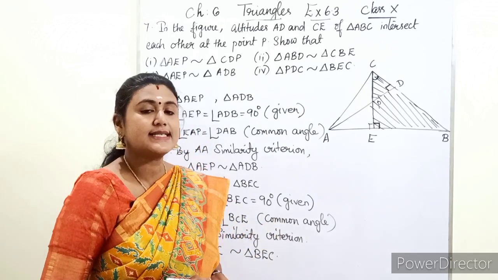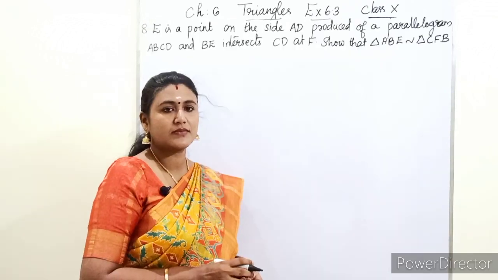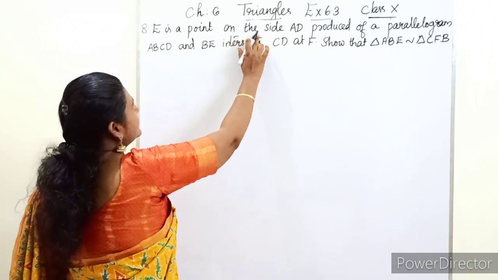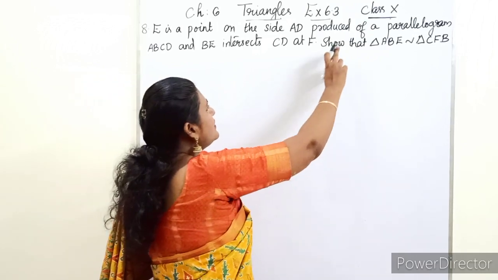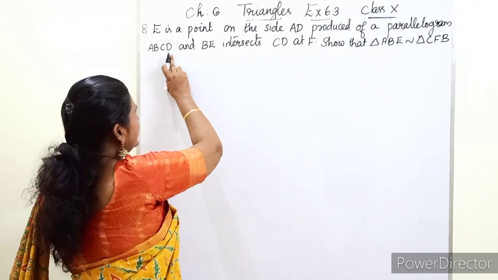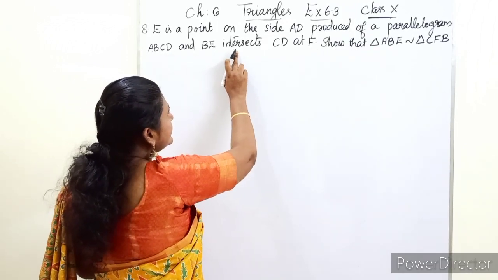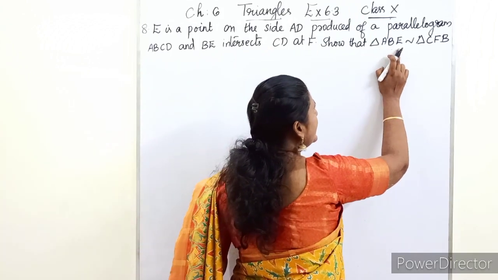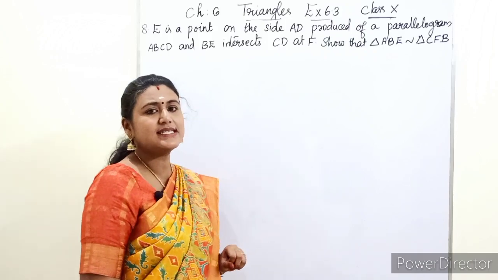Okay. Now we will see the next question. Question number 8. E is a point on the side AD produced of a parallelogram ABCD and BE intersects CD at F. Show that triangle ABE is similar to triangle CFB.